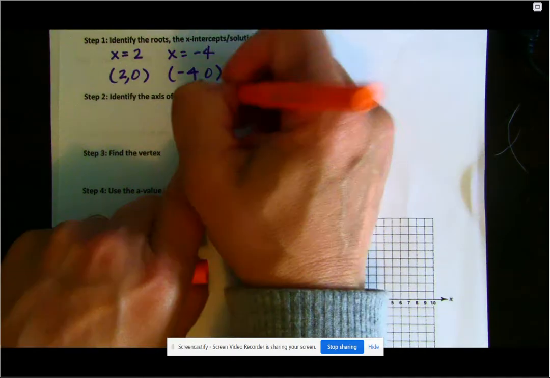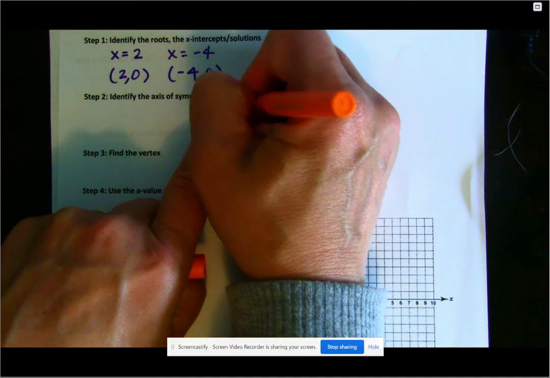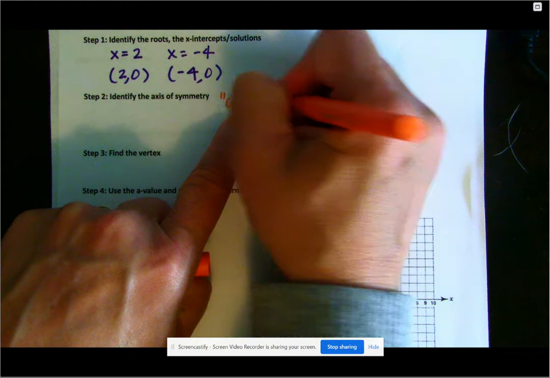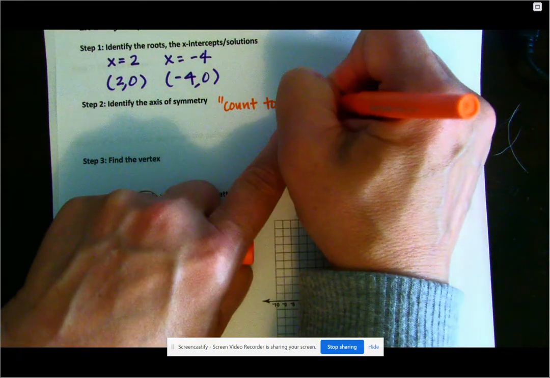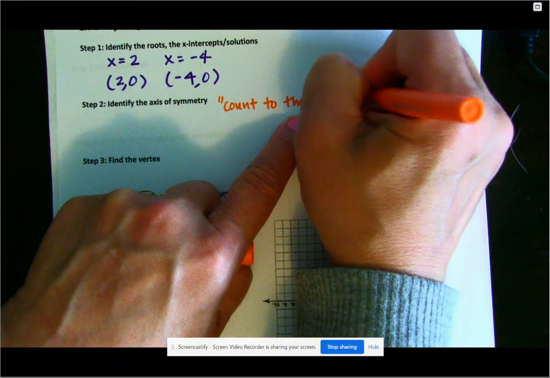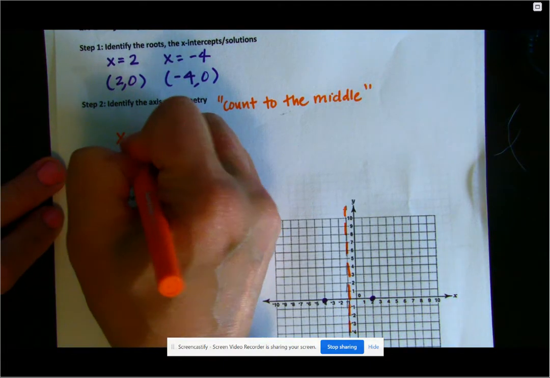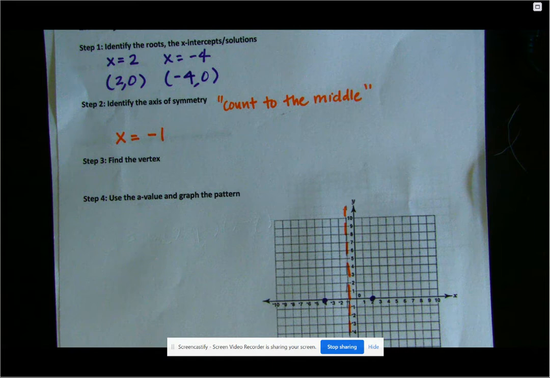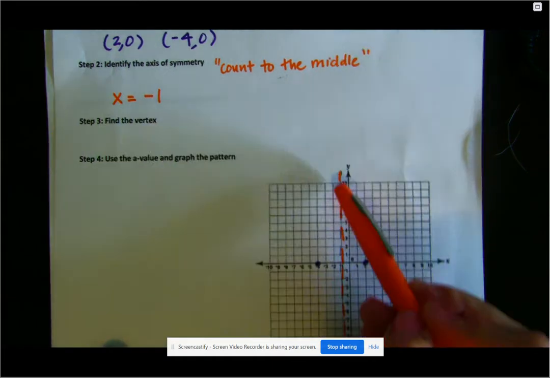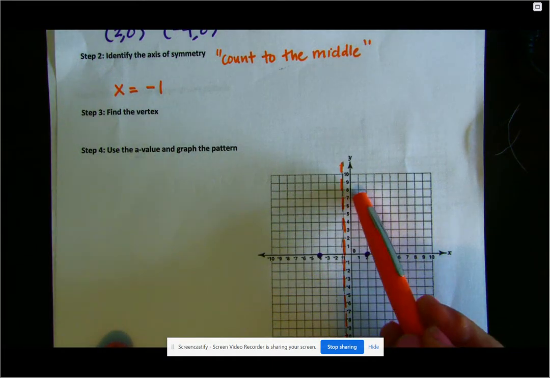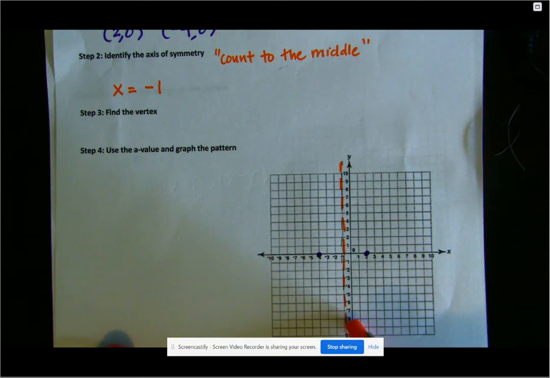So another way to think about this is to count to the middle from your roots. The axis of symmetry is x equals, in this case, -1. So now you know the vertex has to lie on that line. Well, where is it? Is it up here? Is it down here? And how far apart?